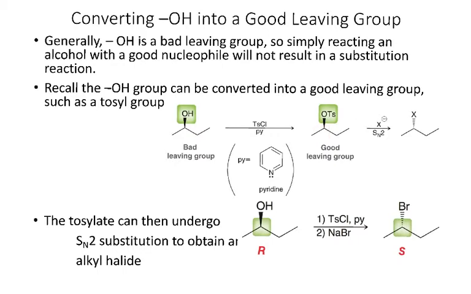And then we can do an SN2 reaction on the tosylate, right? And of course, an SN2 reaction then does change the configuration. And so, to sum up, if I have an alcohol and I want to do an SN2 reaction, first convert it into a good leaving group, then I can do the substitution reaction as usual.